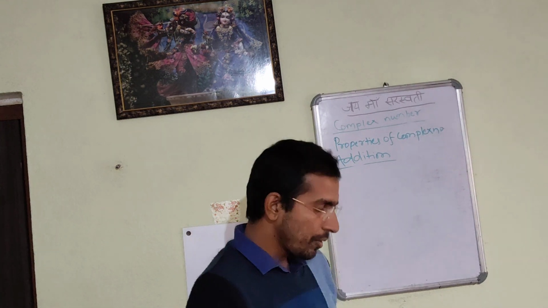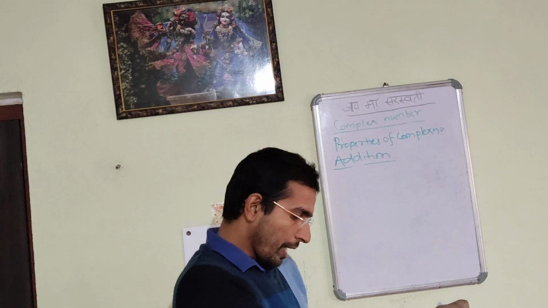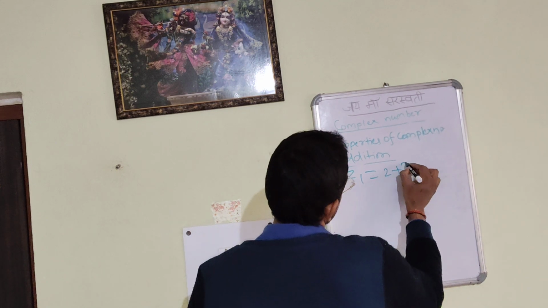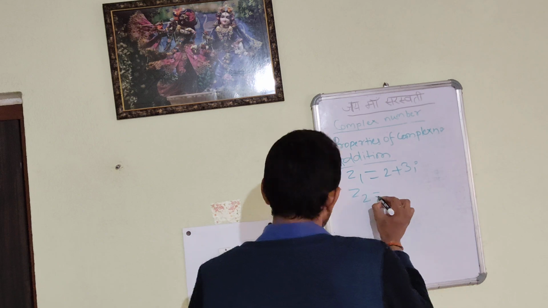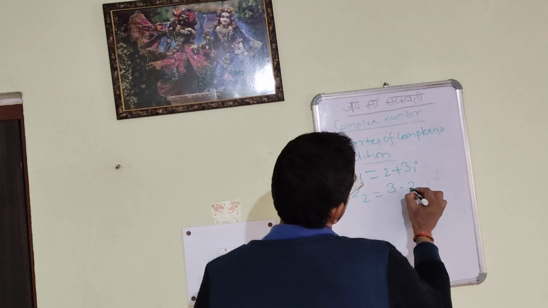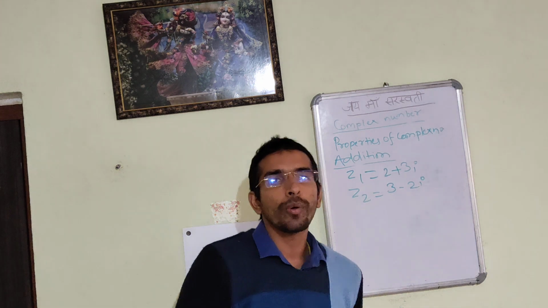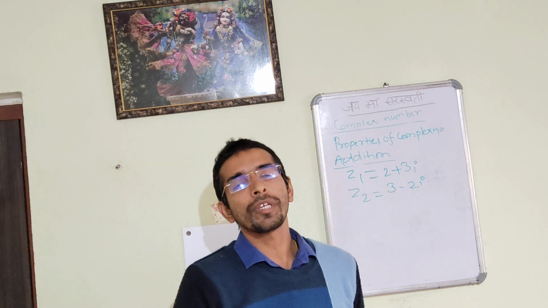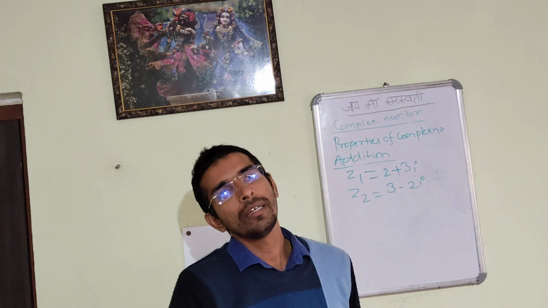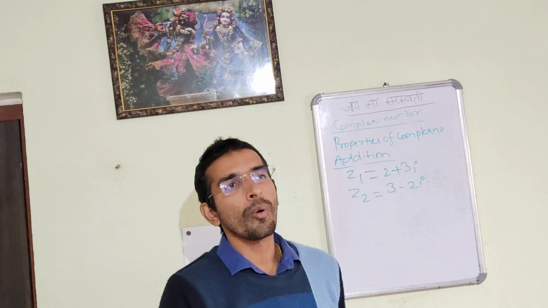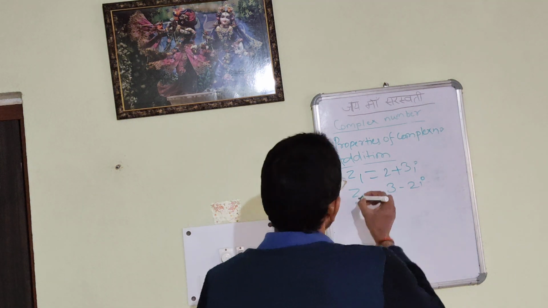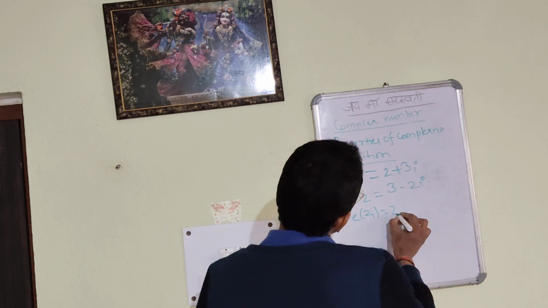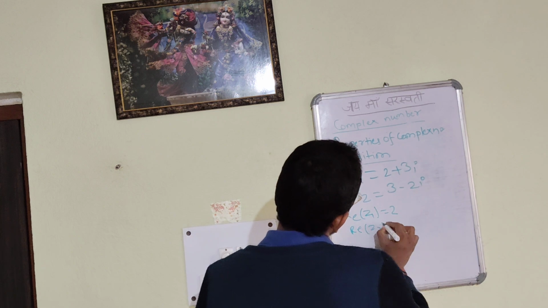Suppose the question is like that, we have to add two complex numbers. So z1 is equal to 2 plus 3i, and z2 is equal to 3 minus 2i. In this case, if we have to add both these complex numbers, first and foremost we will check what is the real component of the complex number in both the cases. Similarly, we will check what is the imaginary component of both these complex numbers. So for z1 plus z2, the real part of z1 is equal to 2, and the real part of z2 is equal to 3.